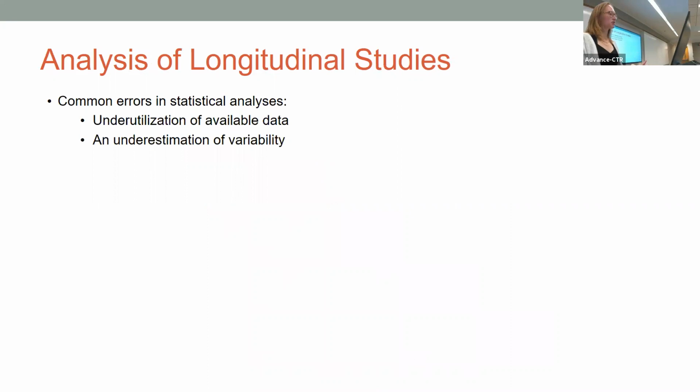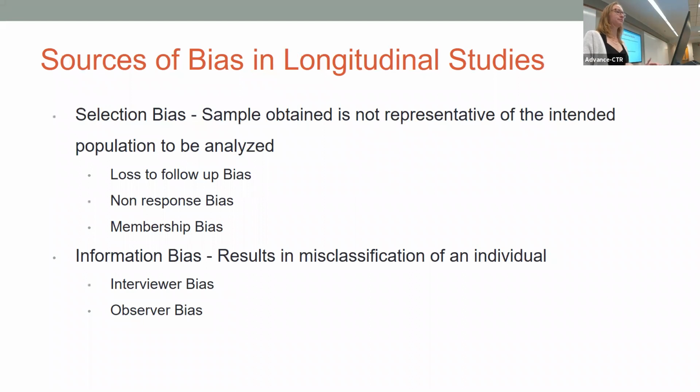So common errors in statistical analysis: underutilization of the available data if you aggregate it. You can underestimate the variability if you fail to consider the fact that you have both within and between subject variation. There's differences between individuals, but there's also differences within an individual themselves.